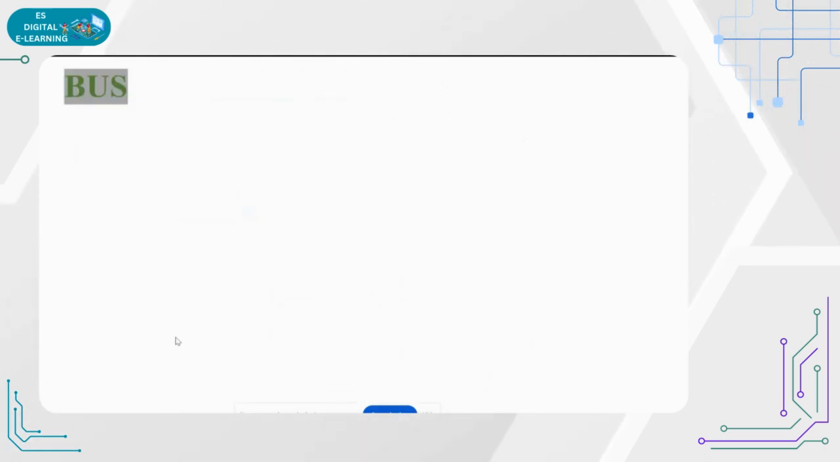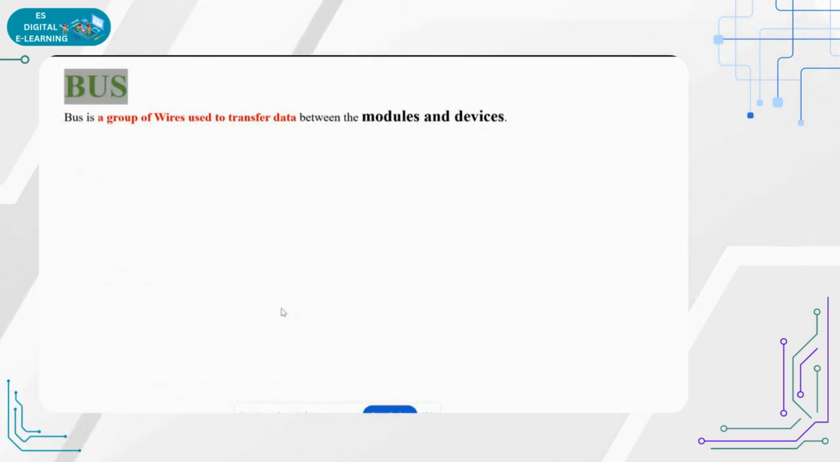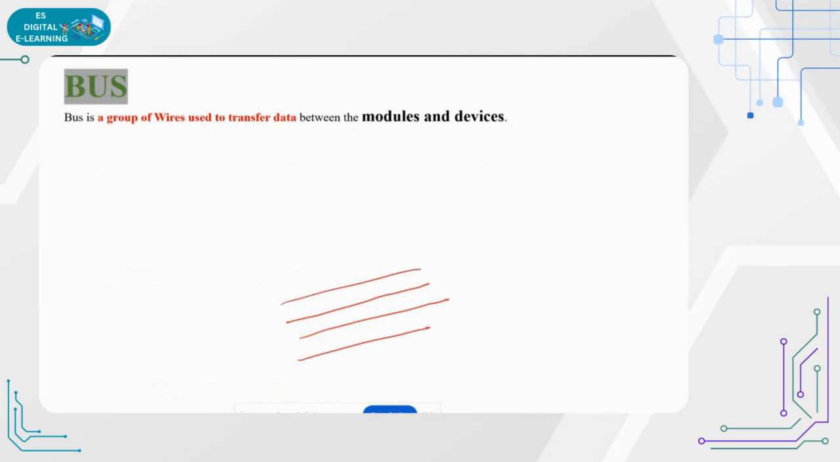Okay, so we discussed what a bus is. A bus is nothing but a group of wires, where we exchange the data. That is what we call a bus. Imagine here we have four small wires where we are sending the data.